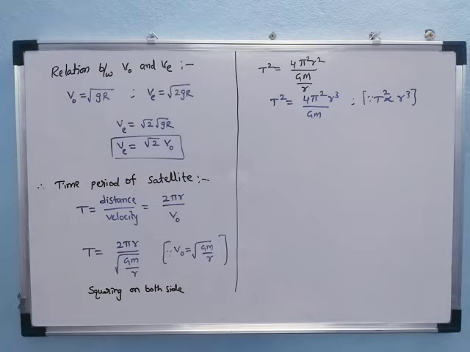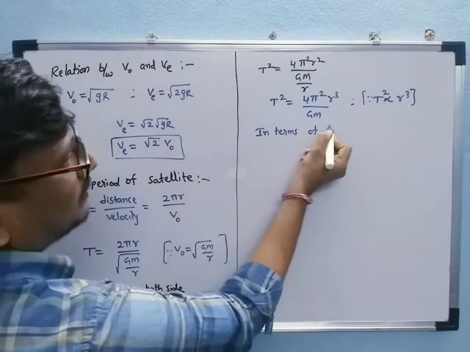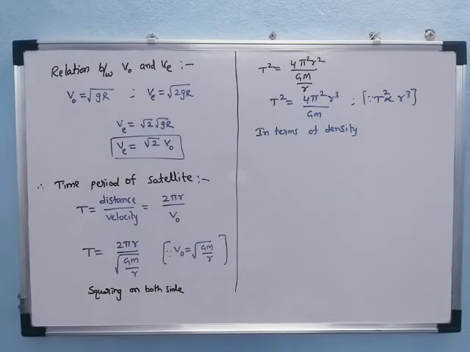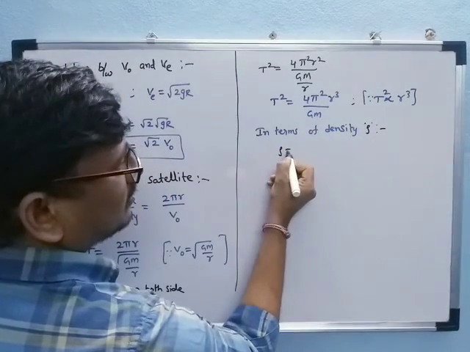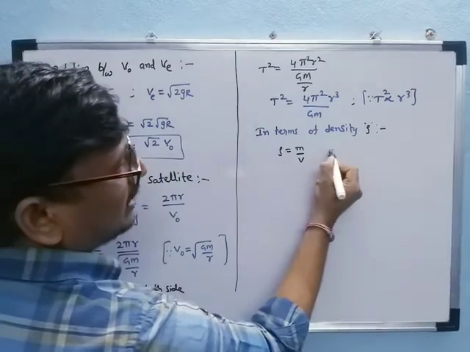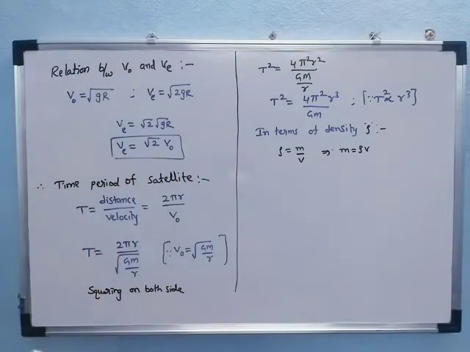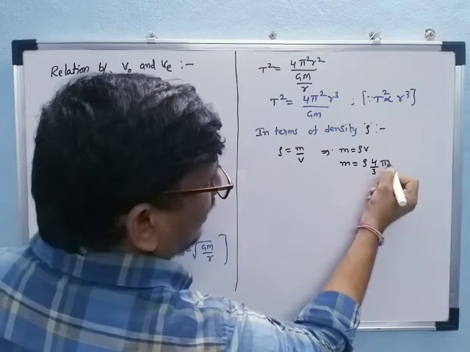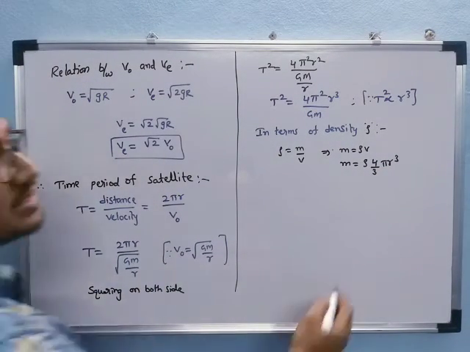And also we can write it in terms of density. The density is equal to mass by volume, so we can write the mass is equal to density into volume. It is just like a spherical shell. What is the volume of the sphere? The volume of the sphere is equal to 4 by 3 pi r cube. But here the radius is considered with capital R.